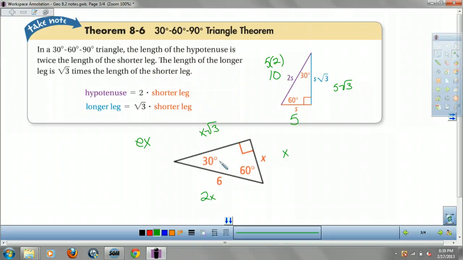Okay. So I have to solve for my x on this one. Divide both sides by 2. Get x equals 3. Well, that was pretty easy actually. And this side would actually be 3 root 3 if you want to get fancy. Just plug it in your x.